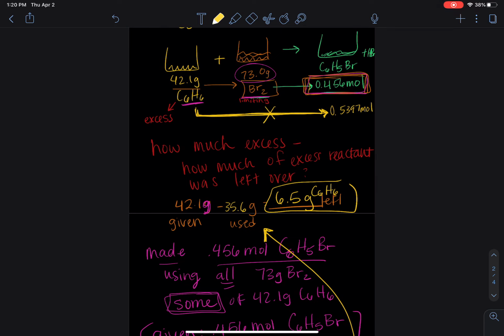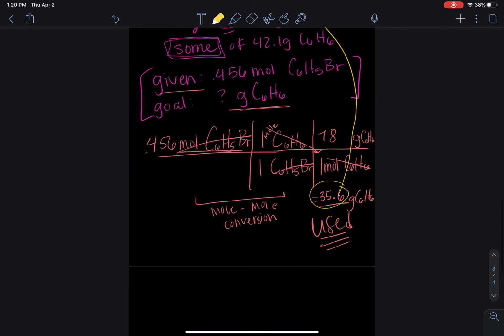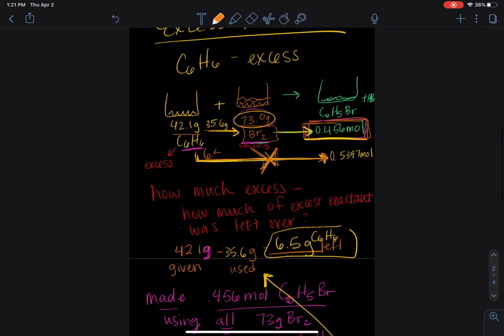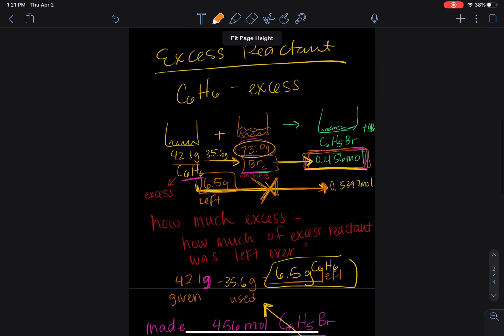So to use all of the 73 grams of bromine, I had to use 35.6 grams of C6H6. So 35.6 grams went to react with bromine to make this amount of product. Down here, what wanted to come over here but ran out of bromine was that extra 6.5 grams. So this is what was left over. This is leftover C6H6. I hope that makes somewhat of sense.